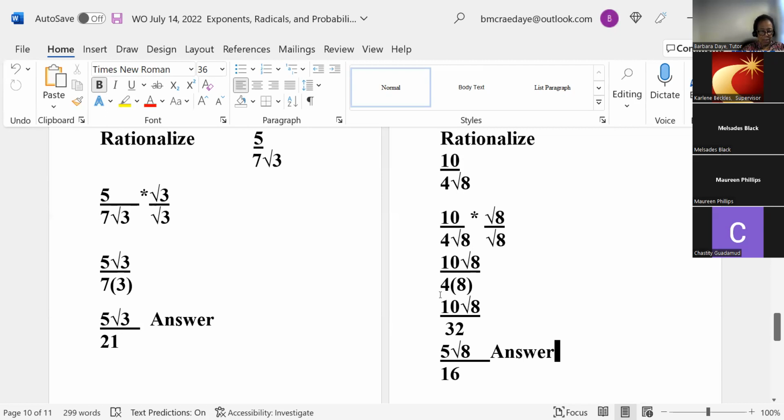Then you look at the numbers and see if they are simplified. You say, oh no, I can divide 2 into 10 and I can divide 2 into 32. So my answer is 5/16 times square root of 8.